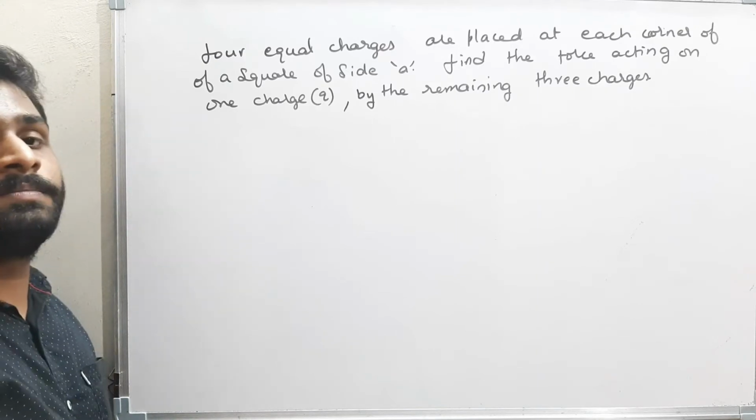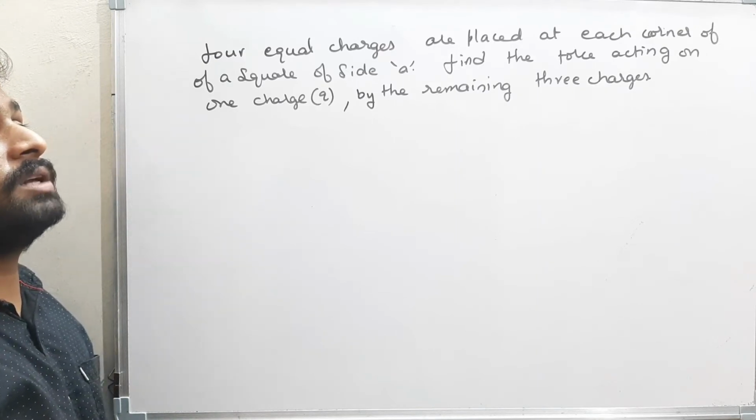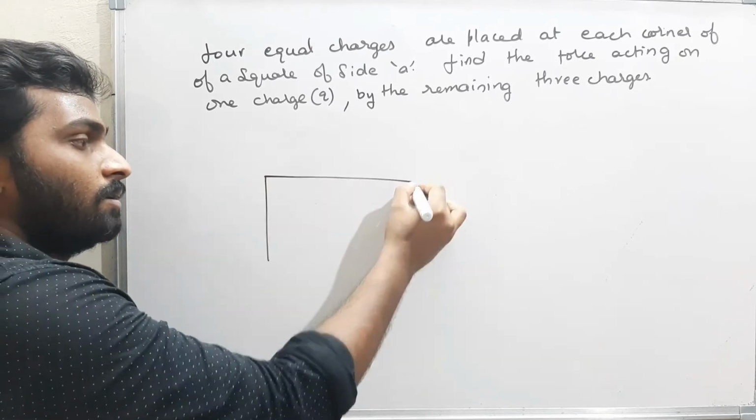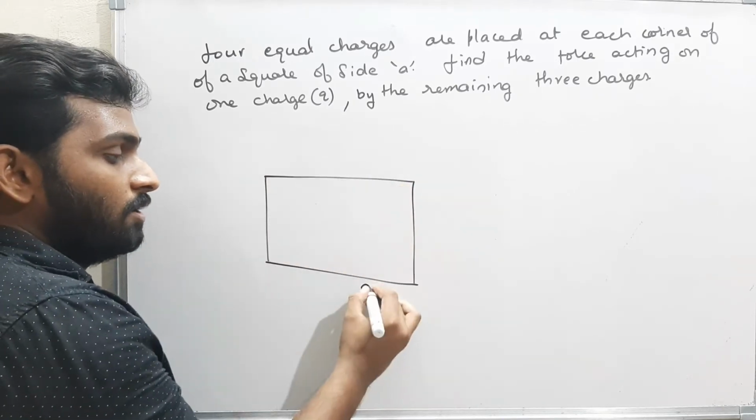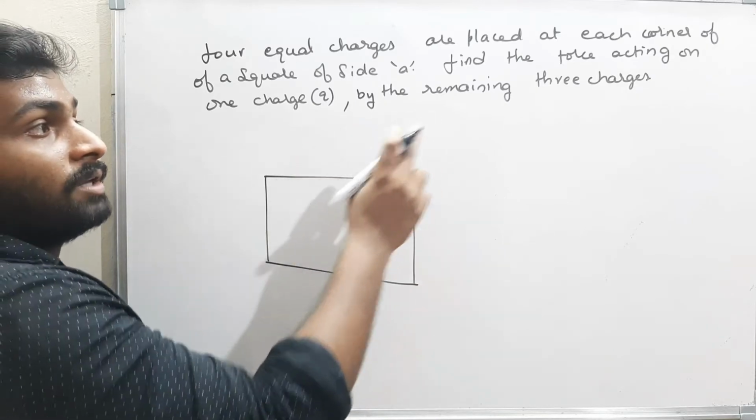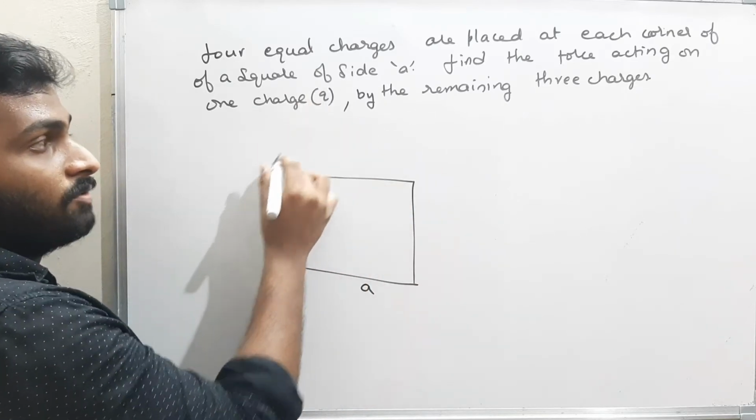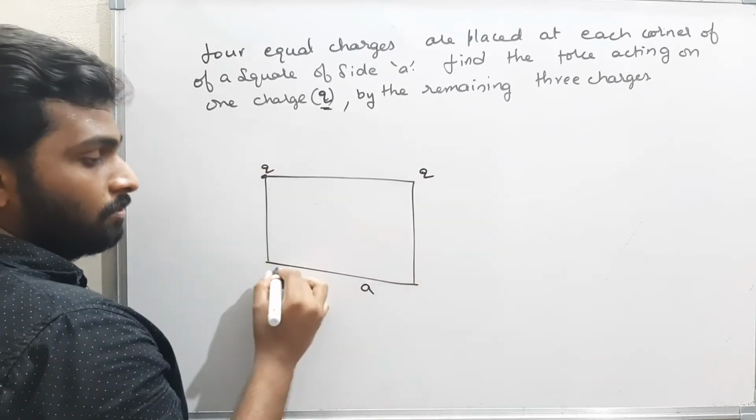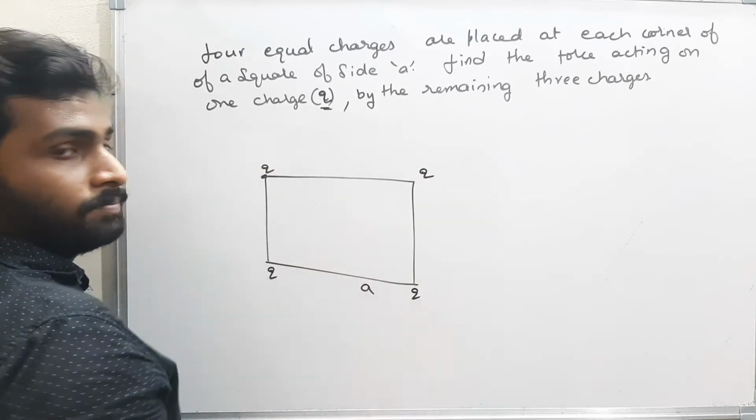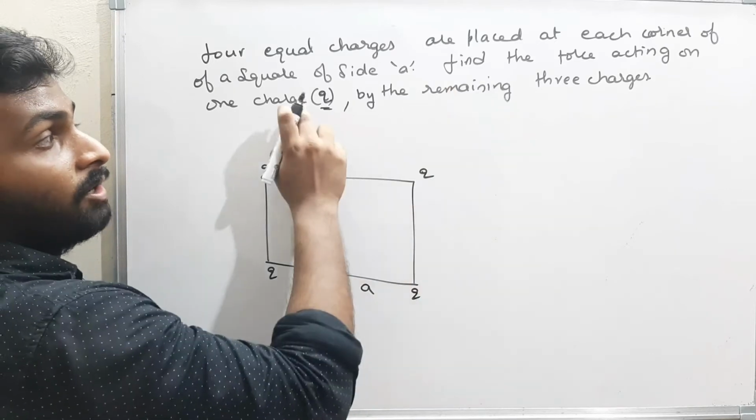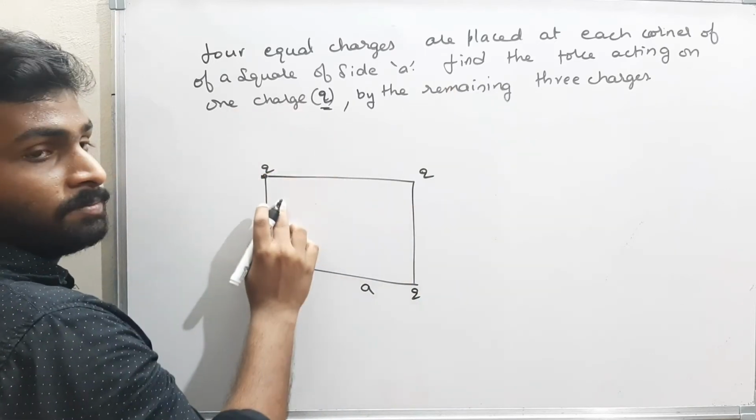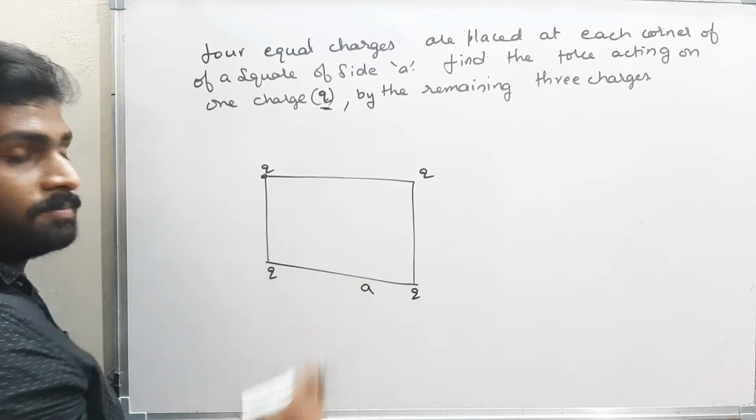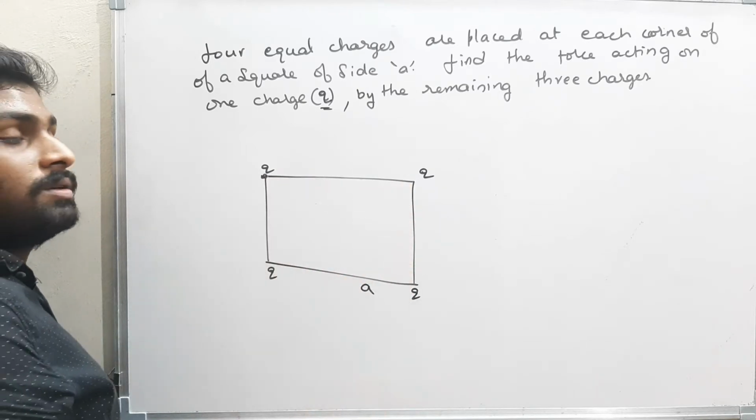Now read the question. What it told? 4 equal charges are placed at each corner of a square. That means if this is a square of side A, and 4 charges are kept at each corner. That means the charges what they give, that is Q. For Q, Q, Q and Q. Now they want to find the force acting on one charge. If I assume this is the charge, I want to find the force acting on this charge by the remaining 3 charges.